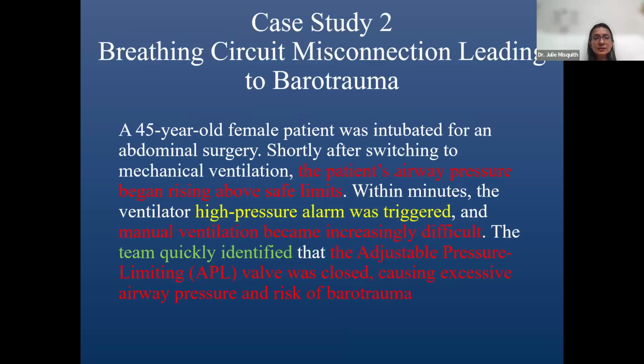Now, coming to the second case study, a 45-year-old female patient was intubated for an abdominal surgery. Shortly after switching to mechanical ventilation, the patient's airway pressure began rising above safe limits. Within minutes, the ventilator high pressure alarm was triggered and manual ventilation became increasingly difficult. The team quickly identified that the APL valve was closed, causing excessive airway pressure and risk of barotrauma.